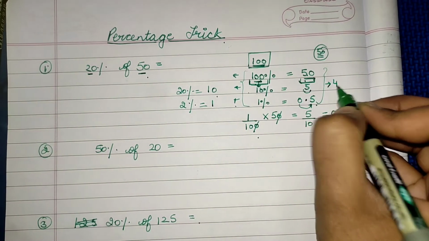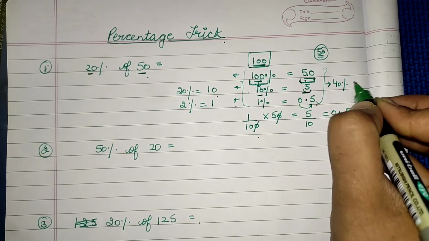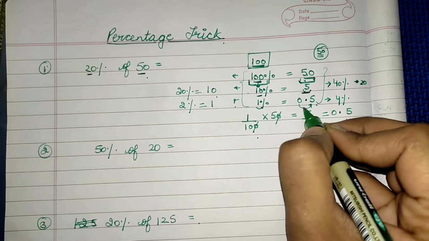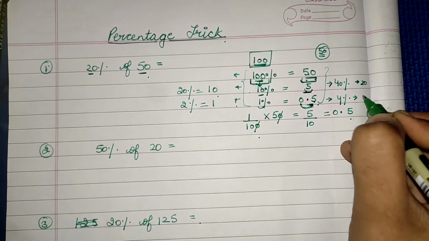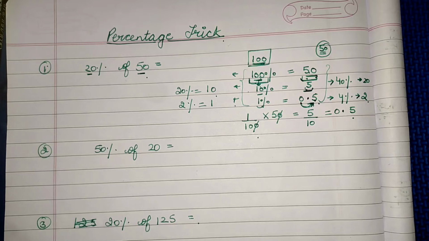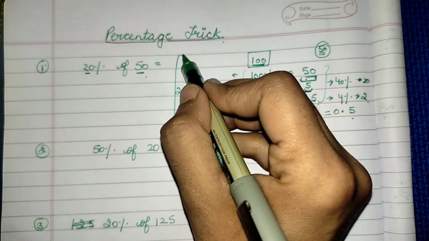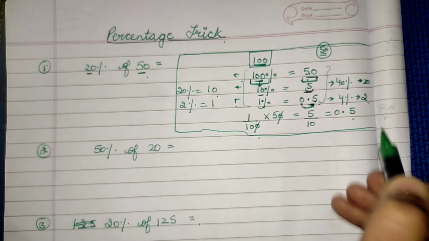If I have to find out the 40% of this, 40% will be 4 times of this value, which means it will be 20. And 4% will be what? 4% will be again 4 times of 0.5. So 4 times 0.5 is 2. Okay, so using these values we are going to apply them in our question and find out the percentage values.